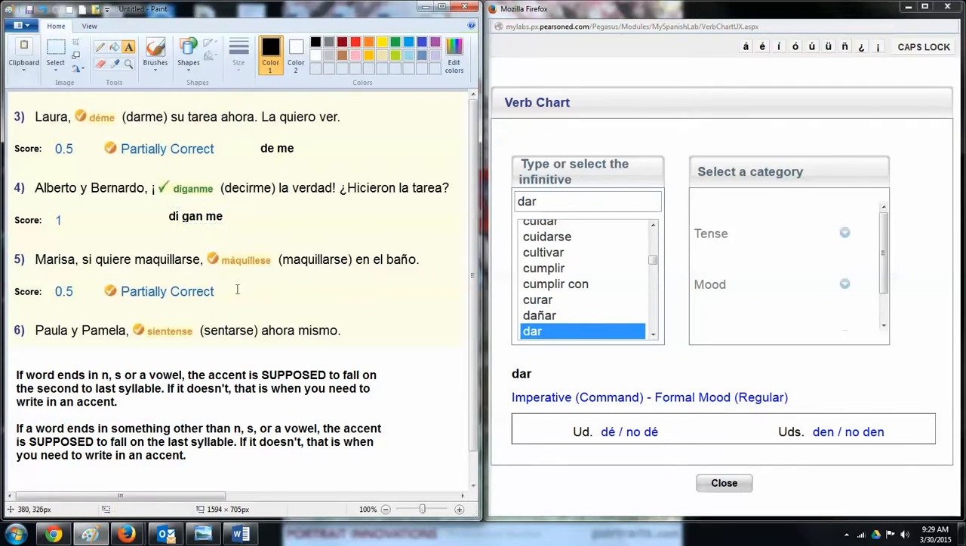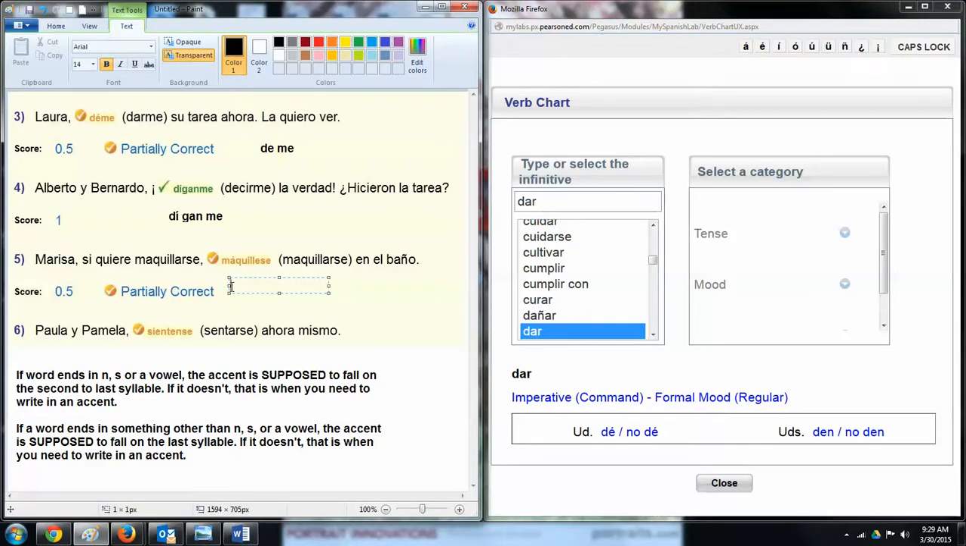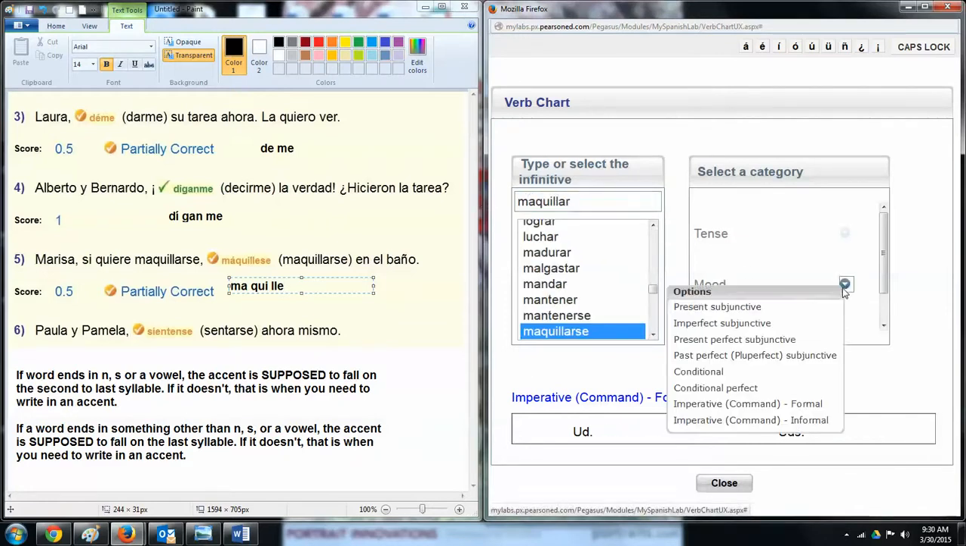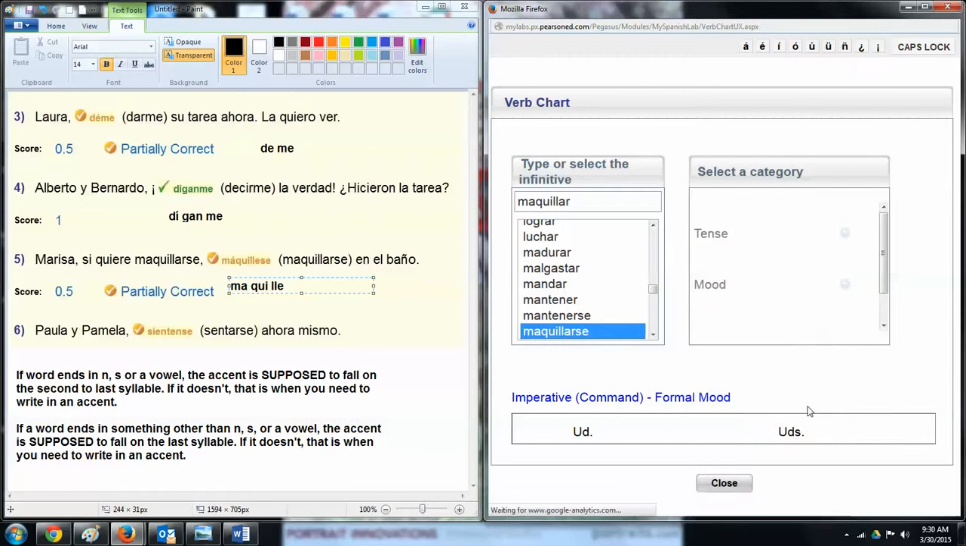And so down here, the same thing happens with maquillar. The problem is you put the accent in the wrong place. Because if you write it out, maquille. Okay, that's the word before you add the pronoun to it. It ends in a vowel, so the stress is supposed to be falling on the I. If there was no written accent, that's where it would fall. And if I do maquillar, I do it in the formal command.